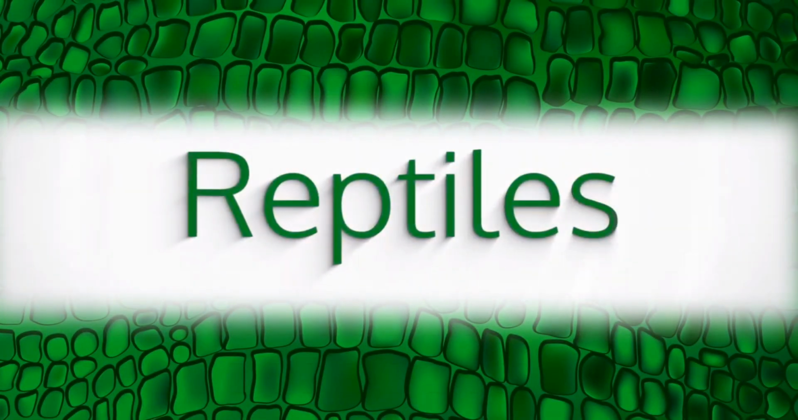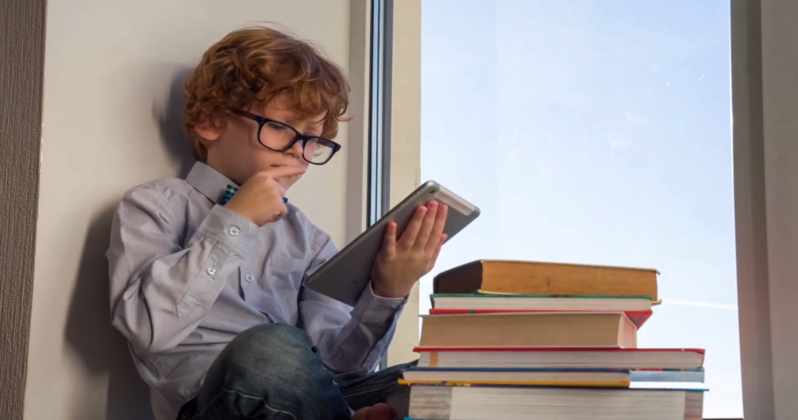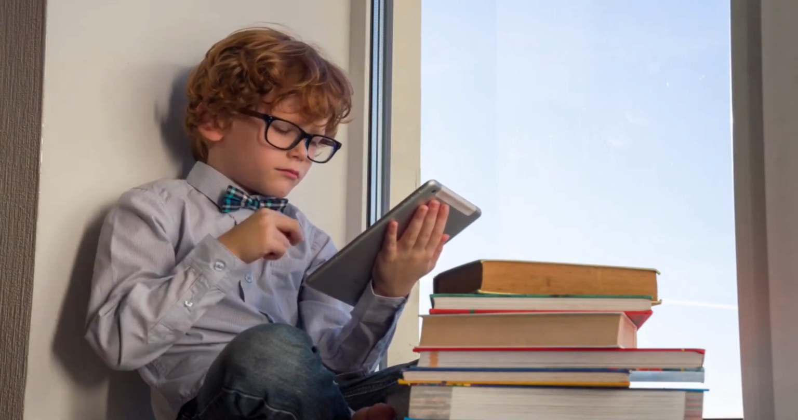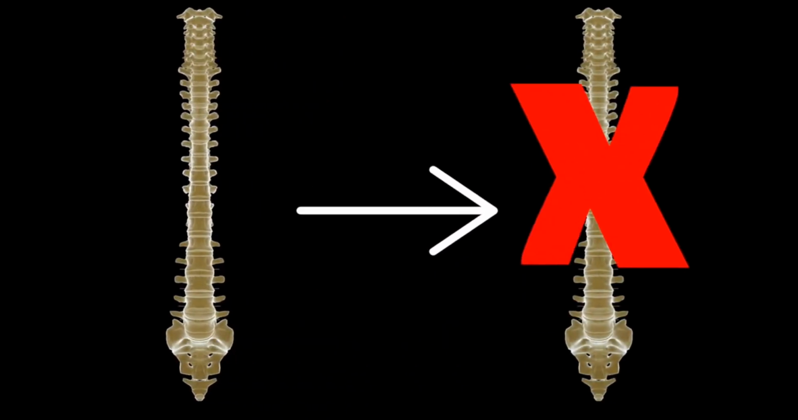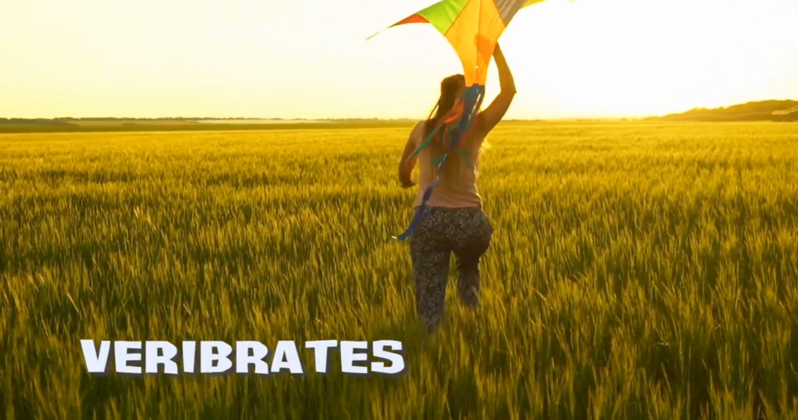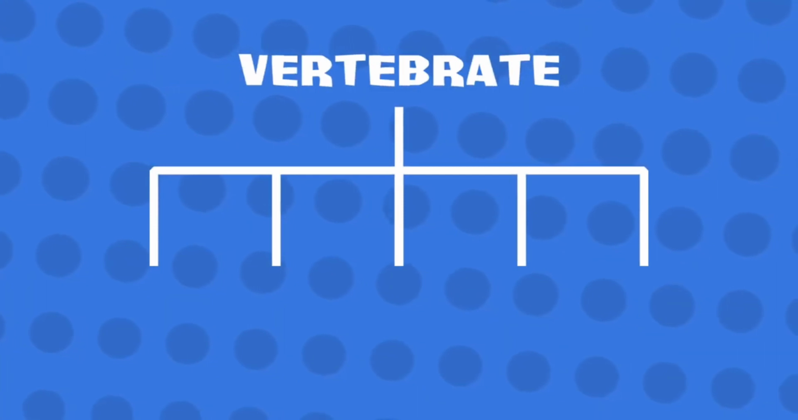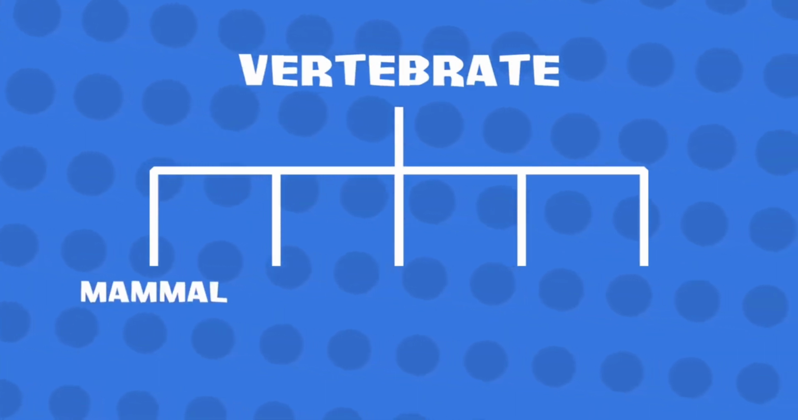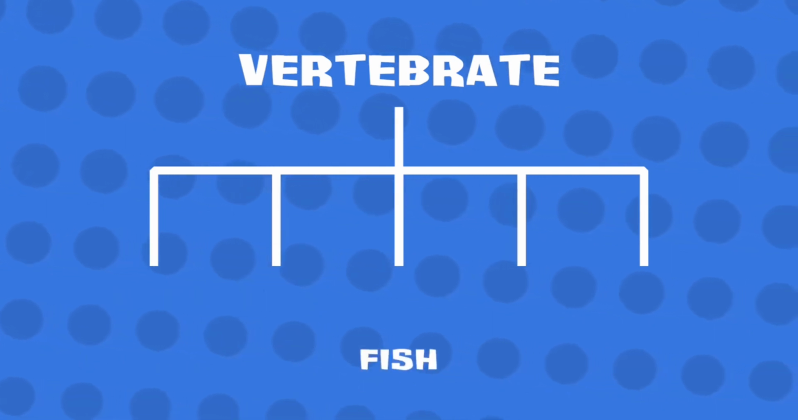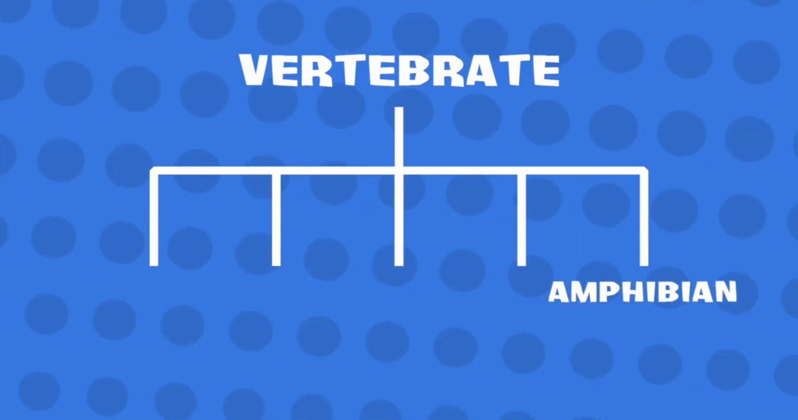All about reptiles. Scientists have divided all animals on Earth into two groups, those with backbones and those without backbones. Animals with backbones are called vertebrates, and animals without backbones are called invertebrates. The vertebrate group is broken down into 5 categories: mammals, birds, fish, reptiles, and amphibians.